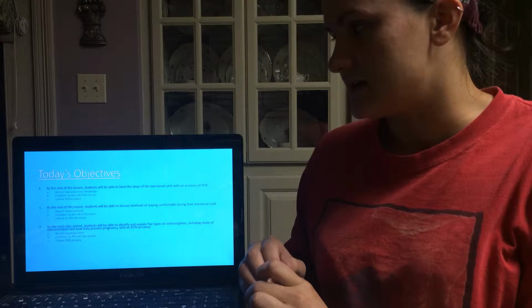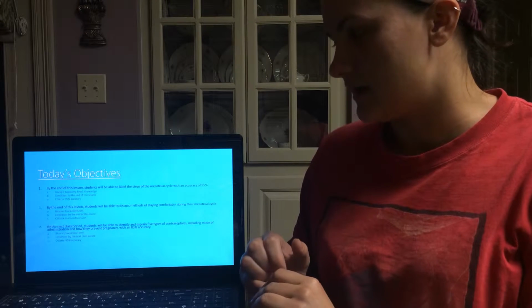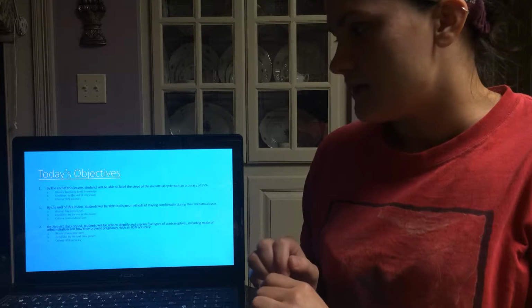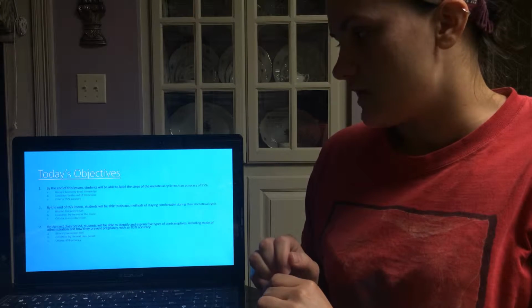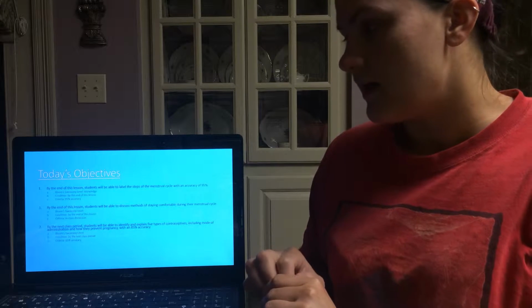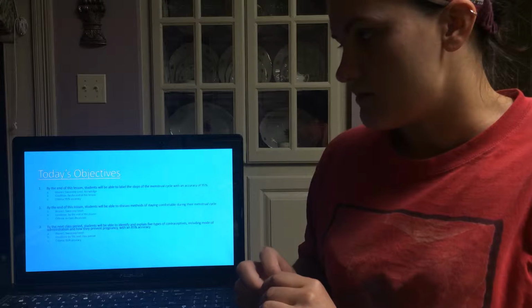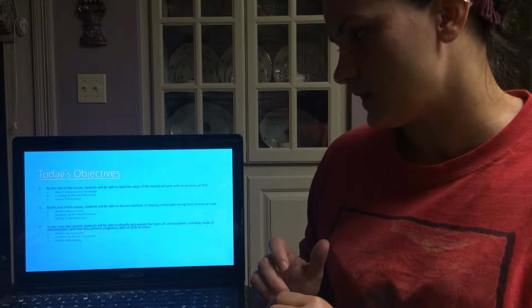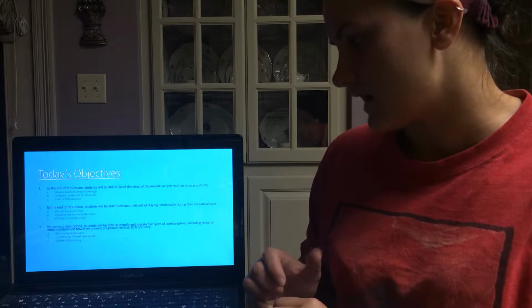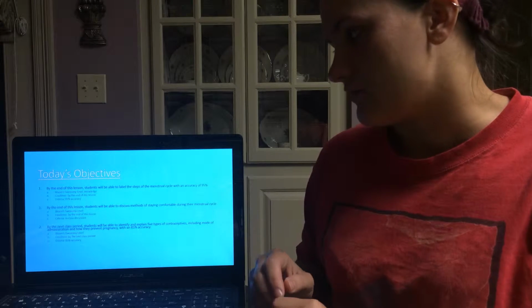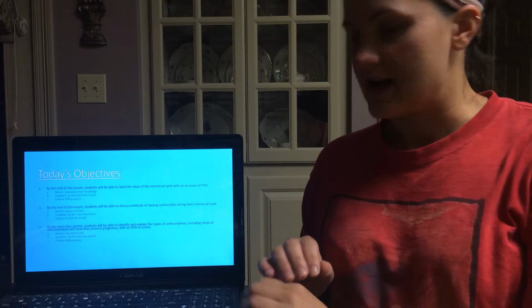By the end of this lesson, students will be able to label the steps of the menstrual cycle with an accuracy of 95%. Then by the end of this lesson, students will be able to discuss methods of staying comfortable during their menstrual cycle. Then for the third one, by next class period, students will be able to identify and explain 5 types of contraceptives, including mode of administration, and how they prevent pregnancy with an 85% accuracy.